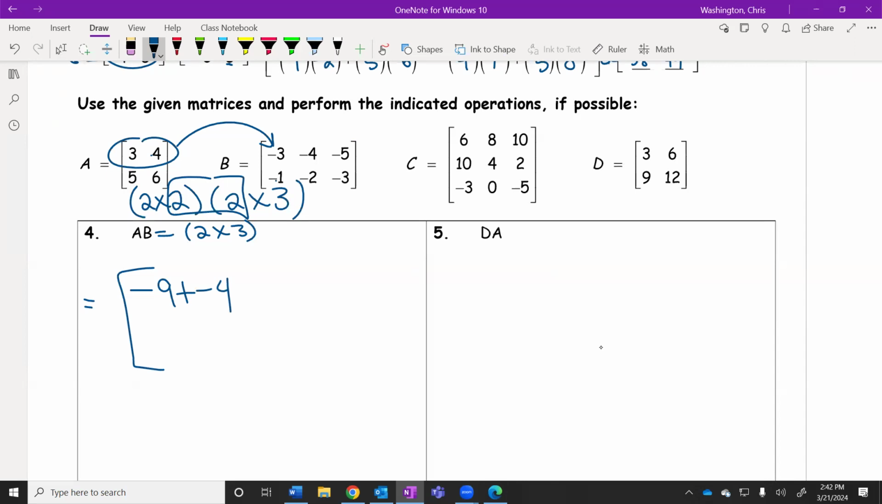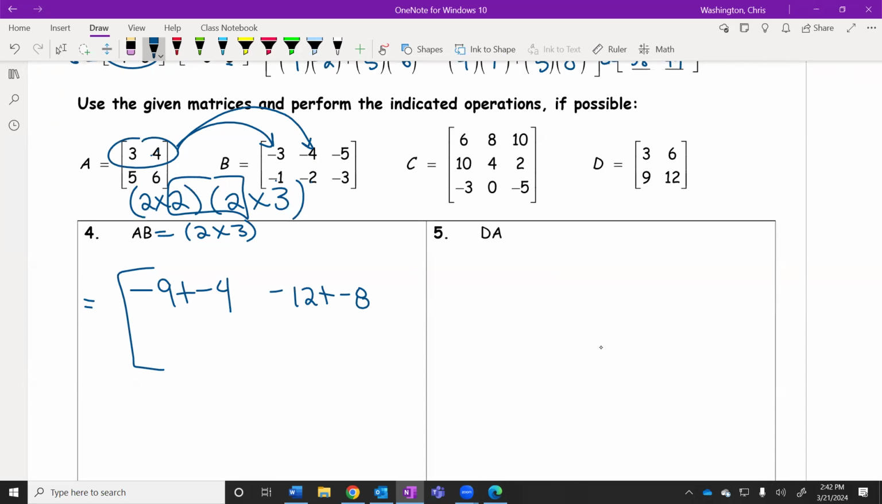So you can think about that as like the adult plus the children. Can't multiply the adults and children together. Now we're going to do the second day. 3 times negative 4 is negative 12, plus the 4 and the negative 2 is negative 8. So negative 12 plus negative 8.